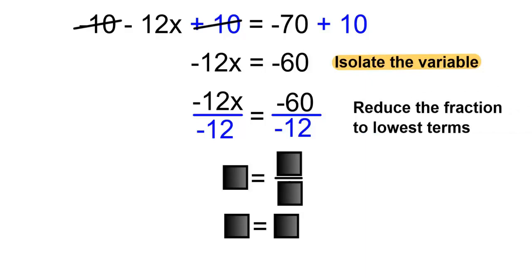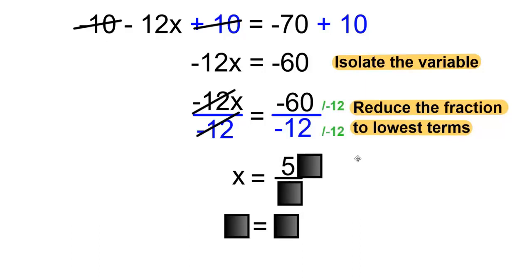Reduce the fraction to lowest terms. The times negative 12 and divided by negative 12 will cancel, leaving us with x. And negative 60 divided by negative 12, both of these can be reduced by negative 12. So negative 60 divided by negative 12 is 5, and negative 12 divided by negative 12 is 1. So x equals 5 over 1. And in lowest terms, that will be x equals 5.